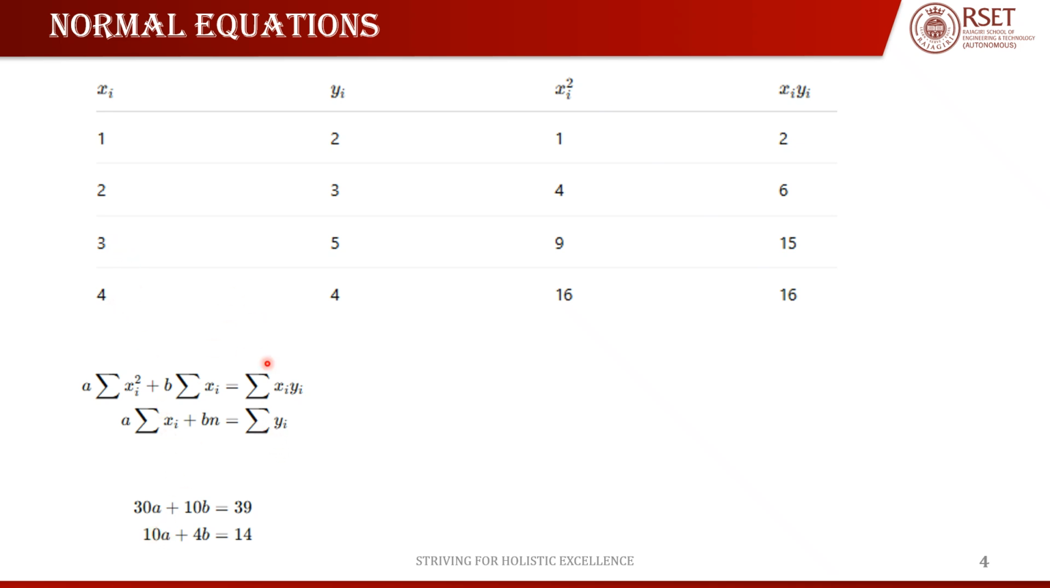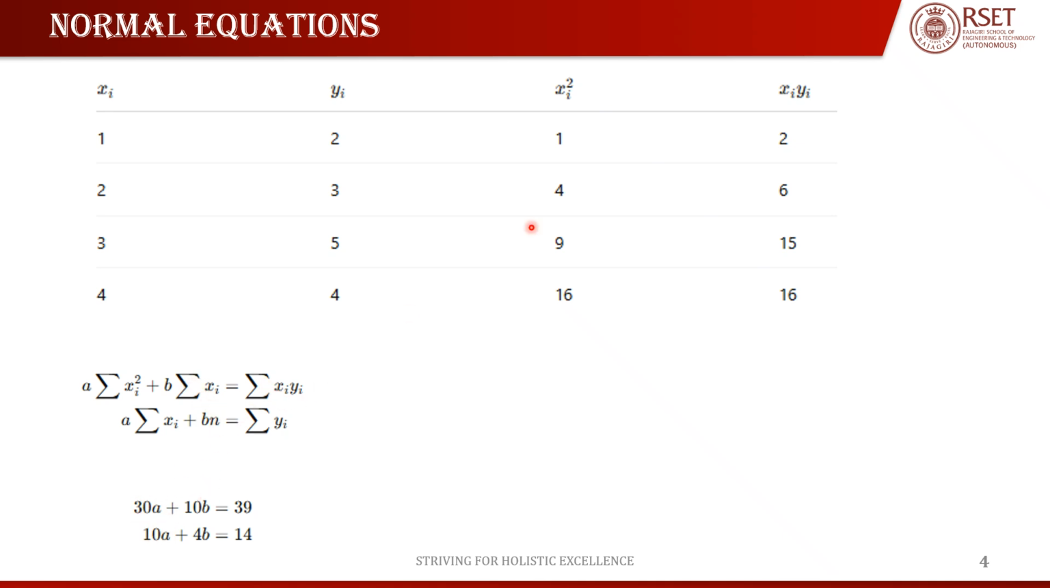Then you need summation yi, which is 2 plus 3 is 5, 5 plus 5 is 10, plus 4 is 14, so it is equal to 14. And n is the number of observations, which is 1, 2, 3, 4. You have 4 observations, so n is equal to 4. So this equation would be 10a + 4b = 14. And now you need summation xi square. For xi square you have 1 plus 4 is 5, 5 plus 9 is 14, 14 plus 16 is 30. So 30a, and then summation xi was 10b.